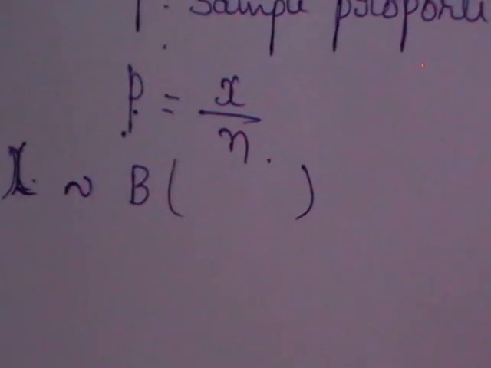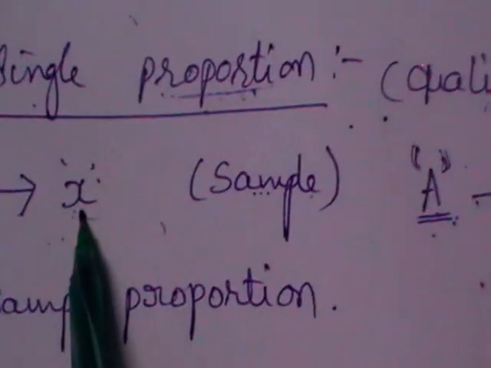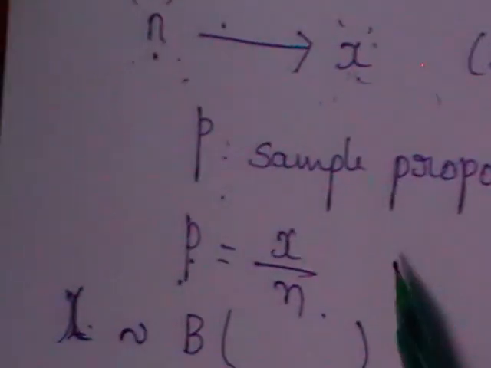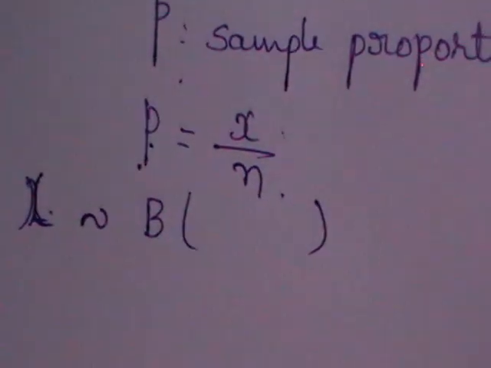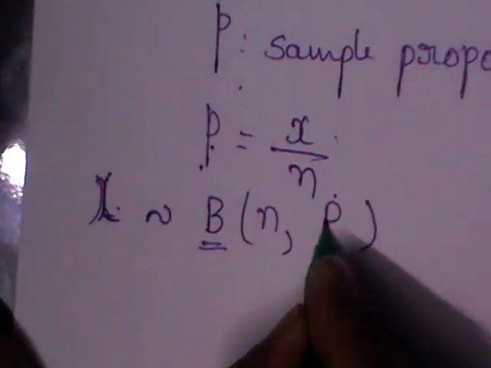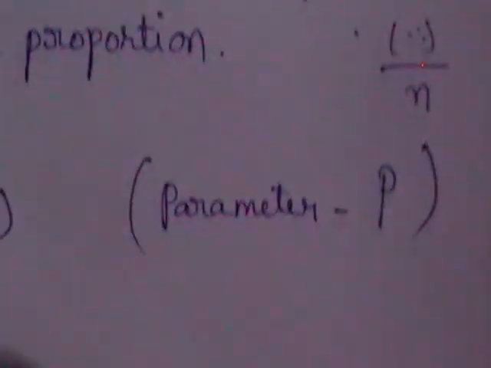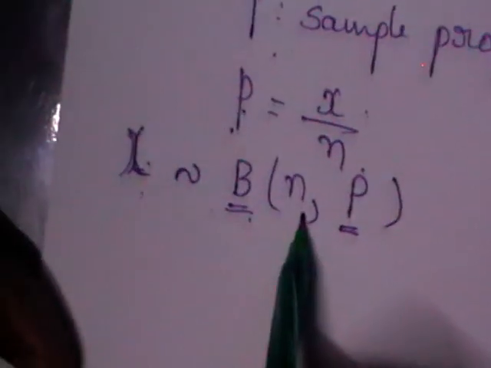Whenever we have only two alternatives, this x is a random variable which follows a binomial distribution. Again, I repeat, we are classifying the sample into two classes: x as the number of individuals having the characteristic A, and the remaining n minus x as the number of individuals who do not possess the characteristic A. So x is a random variable which follows a binomial distribution. What are the parameters of the binomial distribution? n comma capital P. Always write the parameters with capital letters. So x follows a binomial distribution with n comma P.